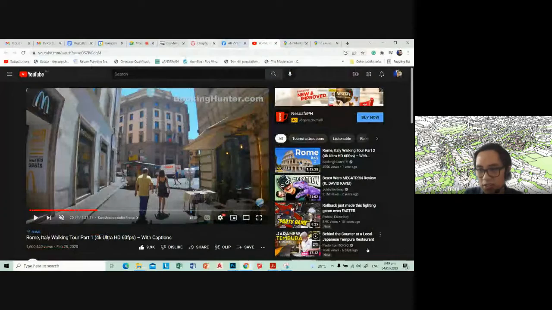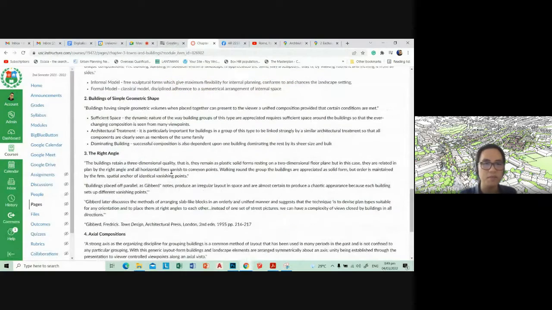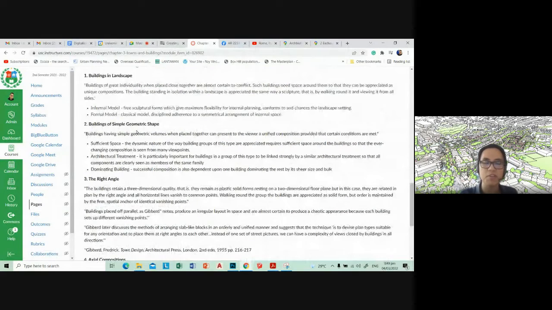Okay, so it's already 3:49. Let me go through the other elements a bit faster. Buildings of simple geometric shape. Buildings having simple geometric volumes, when placed together, can present to a viewer a unified composition, provided that certain conditions are met. So what are those conditions?